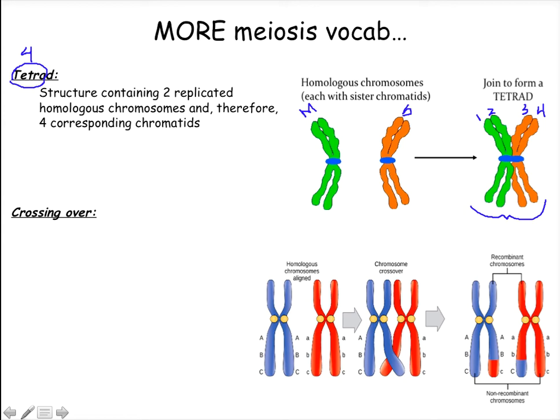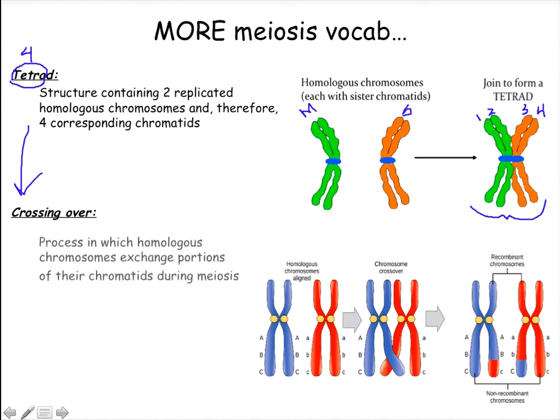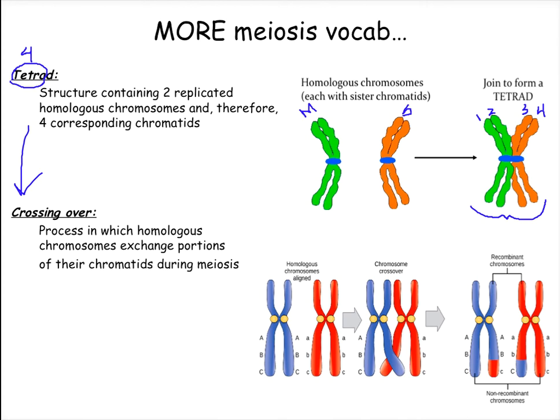In the first prophase of meiosis, this tetrad formation is really important because it's what is needed in order for this next event to happen. And that event is called crossing over. Crossing over is a process in which homologous chromosomes will exchange portions of their chromatids. And so that's what we see in the bottom diagram.